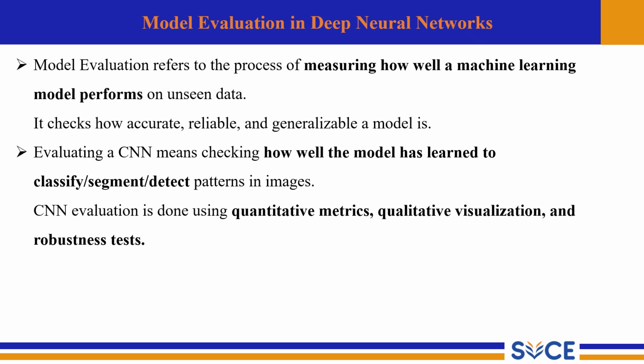Evaluation methods for CNN. Quantitative metrics, for example accuracy, precision, recall, F1 score, IoU for segmentation. Qualitative visualization, for example feature maps, activation maps, Grad-CAM to see what the model looks at. Robustness test, checking the performance under noise, rotation, occlusion or adversarial inputs.